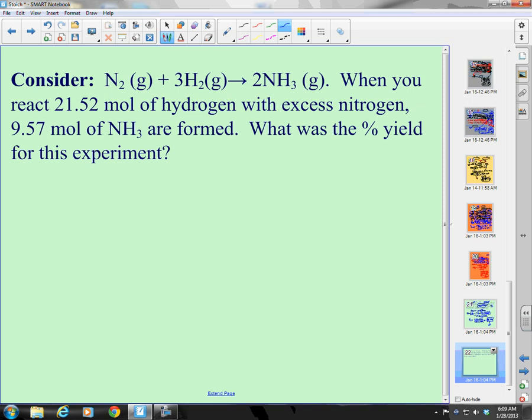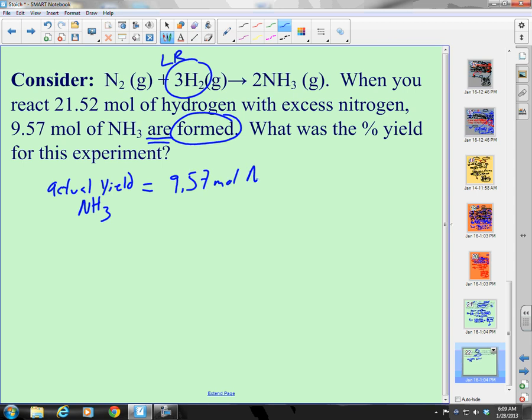Well, we want to identify my key information. When 21.52 moles of hydrogen react, where's hydrogen? Here's hydrogen. It says I have excess nitrogen, so that would mean this is my limiting reagent. What happens? 9.57 moles are formed. Are formed, that's not the subjunctive, that is real. So that means this is my actual yield. My actual yield of ammonia is equal to 9.57 moles of ammonia.